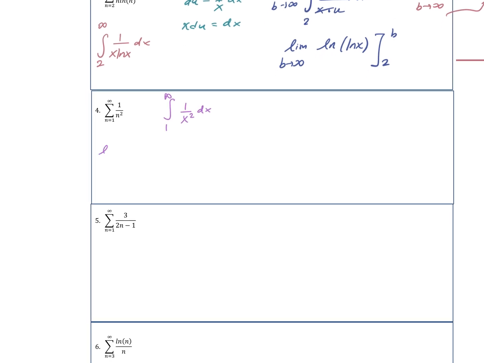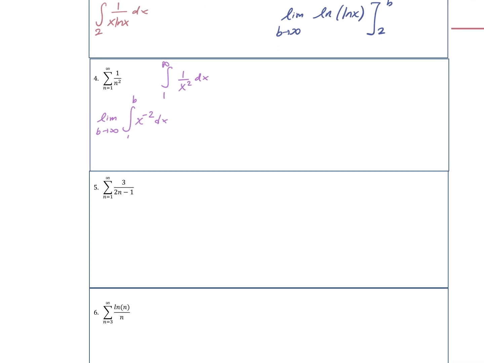So we've got the limit as b goes to infinity. We're going to integrate from 1 to b, and then it's x to the negative 2 dx. We raise it up by 1. So I've got the limit as b goes to infinity. So we get x to the minus 1 divided by negative 1, which is negative 1 over x. Plug in my bounds from 1 to b. I've got the limit as b goes to infinity. So plug in your top bound minus your bottom bound. I plug in that, goes to 0. I get 1, so it converges.